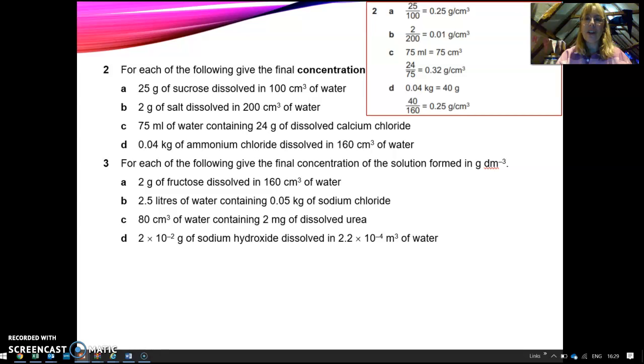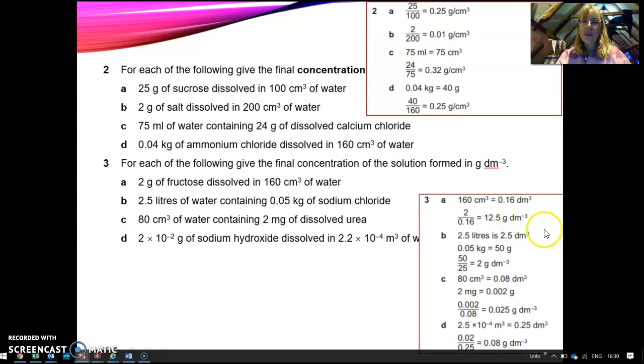Okay, how did you get along? Okay, so the first one's nice and easy. 2A, 0.25 gram per centimeter cubed. 2B, 0.01 gram per centimeter cubed. C, 75 centimeters cubed, which gives you 0.32 grams per centimeter cubed, so just that conversion there. And D gives you a final answer of 0.25 gram per centimeter cubed. If you've got any of those wrong, make sure you write in corrections and a note of why you went wrong and what you need to do.